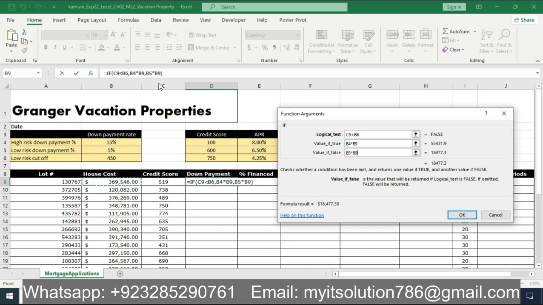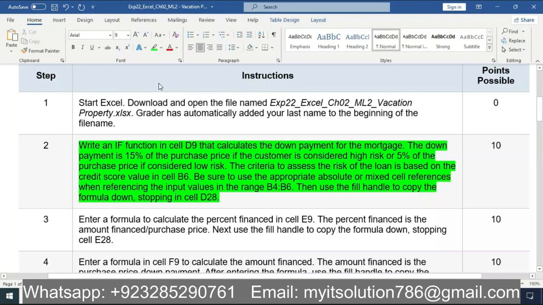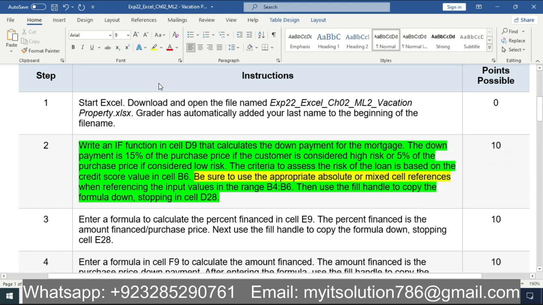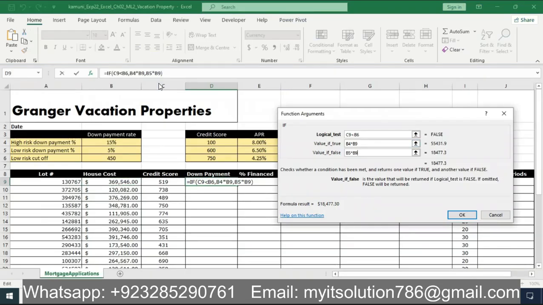So in this step it is also saying that be sure to use appropriate absolute or mixed cell references. I firstly highlighted it so you can understand. For this we insert a dollar sign for each key value, putting the dollar sign for an absolute cell reference.